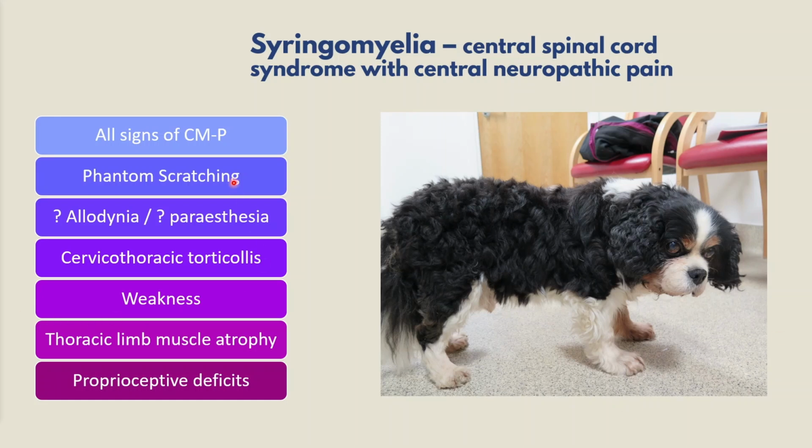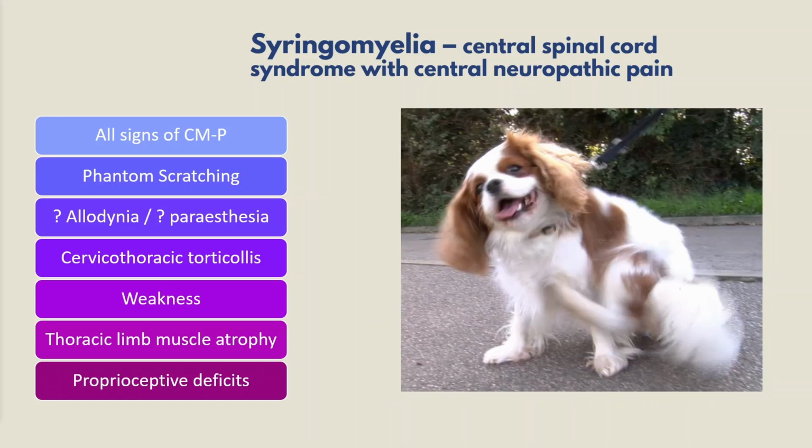So first off, because these dogs all have overcrowding of their brain into their skull, they all have signs of Chiari malformation associated pain generally. But if the spinal cord has damaged the areas of the spinal cord associated with reflex scratching, then you may see this phantom scratching, which I'm going to show you a video of later. Phantom scratching is very different to the scratching that they get with Chiari pain.